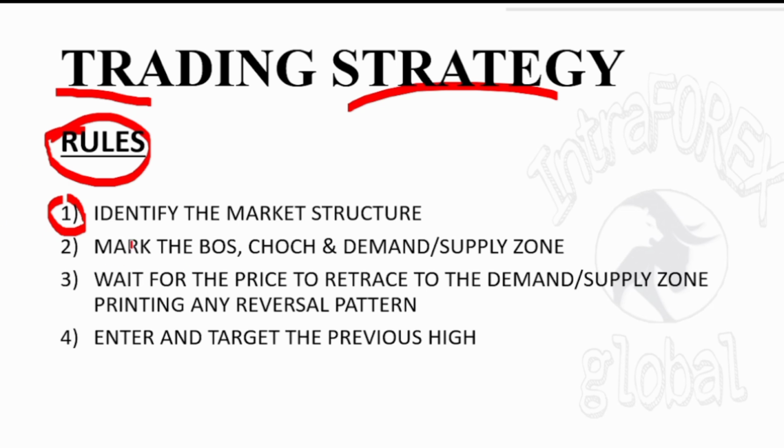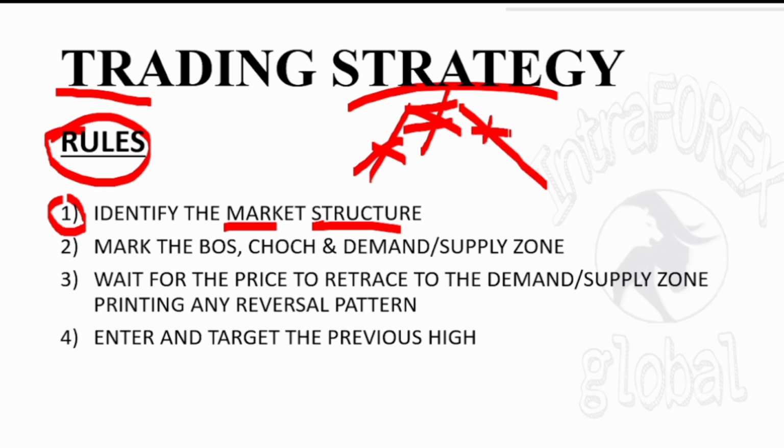So this is rule number 1. You need to identify the market structure. Remember what we said: the market is in 3 phases. We've got an uptrend, we've got the sideways market, and then we've got the downtrend. So the first thing when we open our chart, the first rule is we need to identify what the market is doing. Is it in an uptrend, is it sideways, or is it the downtrend?